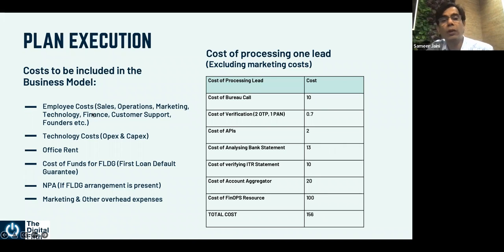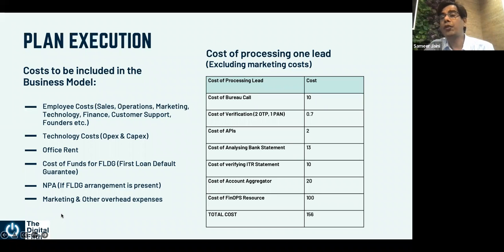Then, of course, you have to add all the employee cost, technology cost, CAPEX, OPEX, rent. You may be actually putting in your own FLDG there. The lender will say, okay, give me 5% or 10% FLDG. That money costs money. So you can create some interest rate on top of that, saying that's the money we are losing on the table. And of course, there will be some NPA. In your scenario, you can say I've covered 5% NPA with FLDG, but let's say the NPA becomes 6%. So you will lose that 5%. You need to be able to put that cost also in the structure.